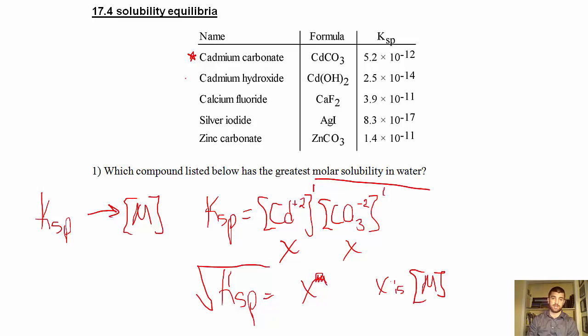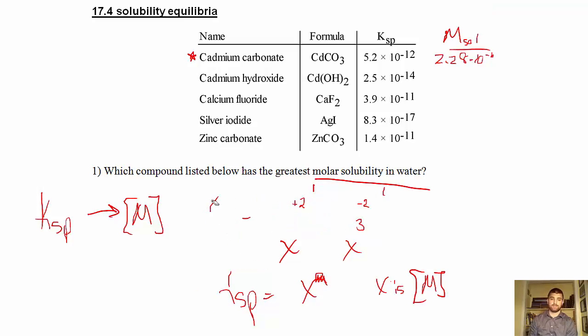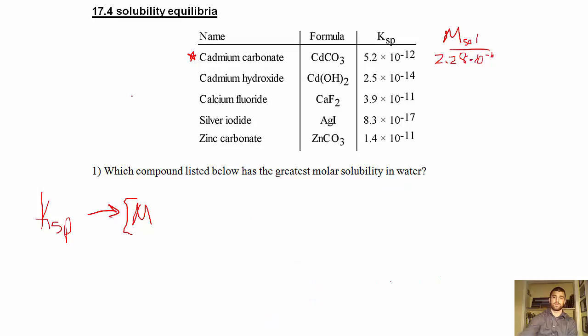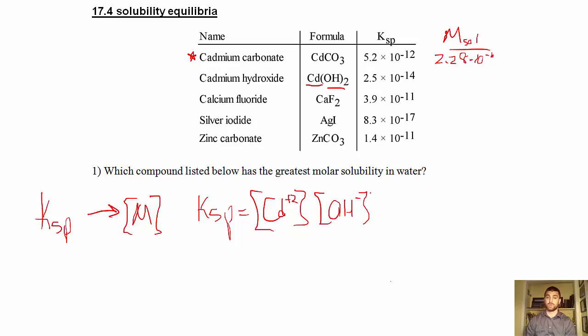Now for this one, cadmium carbonate, I'm going to make another chart here. I did that, and for that one I got 2.28 times 10 to the minus 6. Now the next one is a little different, and it's a little different because of how many ions it breaks up into. It's not 1 and 1, it's 1 and 2. So what we really have is Ksp equals the cadmium ion times the OH ion, the hydroxide ion, squared.